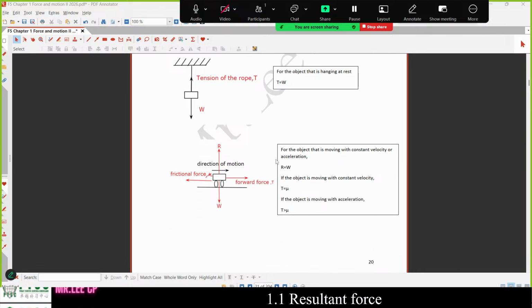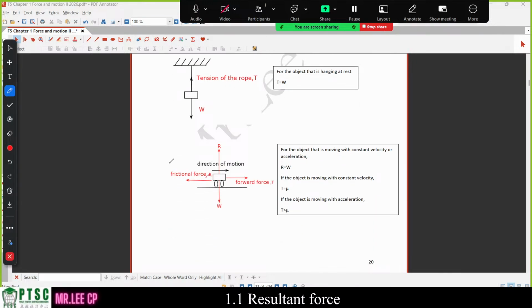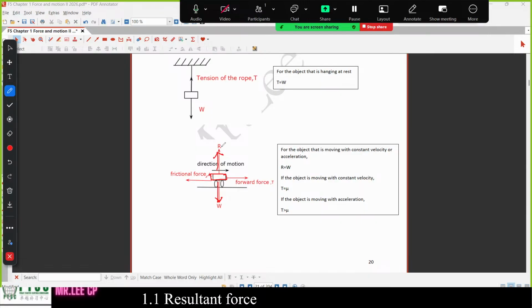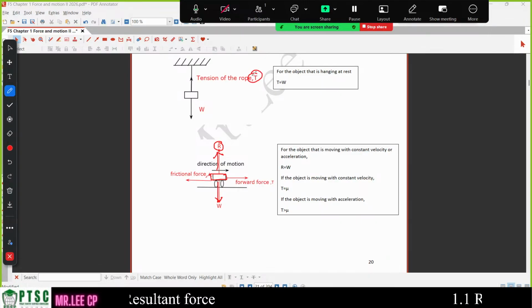The third situation is here, combined. So the object that is moving, this one is the direction of motion. So the trolley here, that is the W, that is R. Teacher, how to differentiate R and T? T is something hanging, the tension of the rope.